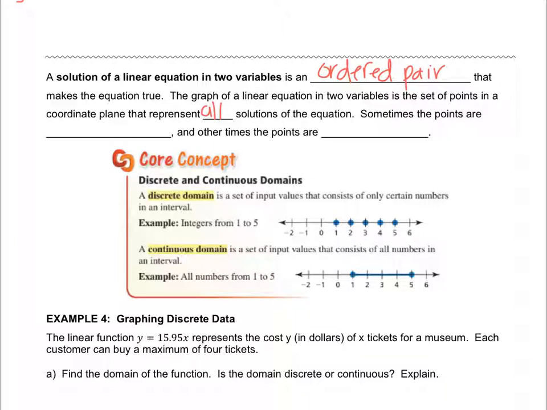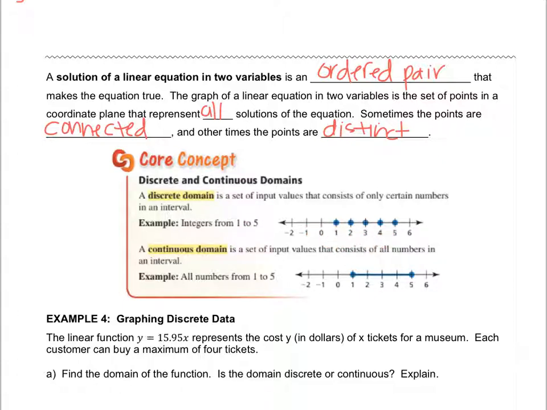Sometimes the points are connected, and sometimes they're distinct, meaning they're individual values. So down here we've got an example. Discrete would be an example where they're distinct, right? They're just individual value points. Like if I say, what are the integers from 1 to 5? Now remember, integers don't have any decimals on them, so we're just looking at the numbers 1, 2, 3, 4, and 5.